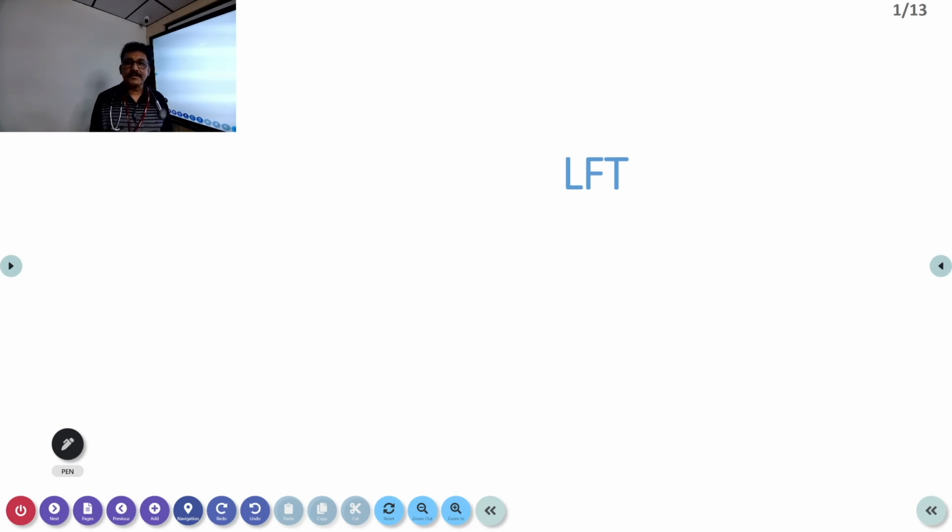Today, let us discuss the liver function test. You know that when we ask for a liver function test, there are a lot of investigations in that panel. Sometimes we may not know why these investigations are done, but we are going to explain the importance of each and every investigation in that panel.